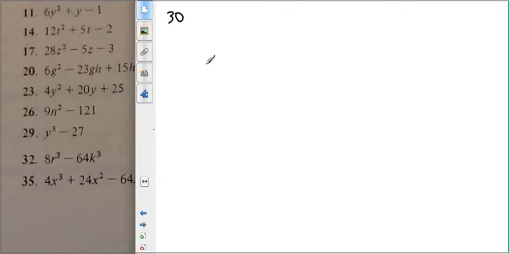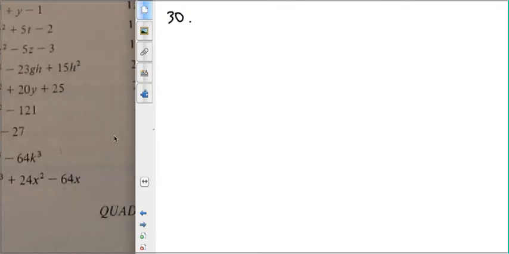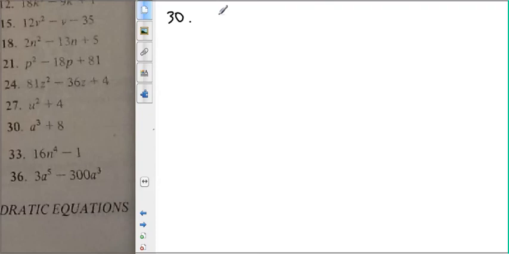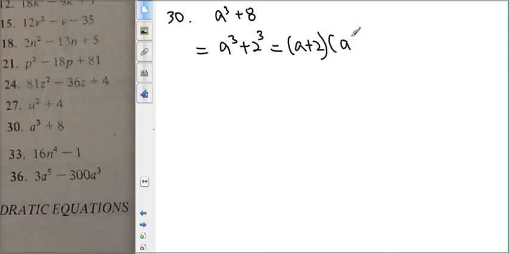Number 30. Number 30, a cubed plus 8 is in fact equal to a cubed plus 2 cubed. Now, that means a plus 2 is the first factor, and the second one is a squared, minus the first one times the second one, which is 2a, and then plus the last one squared, which is equal to 4. And as you notice, this cannot be factored anymore. So that's the answer.